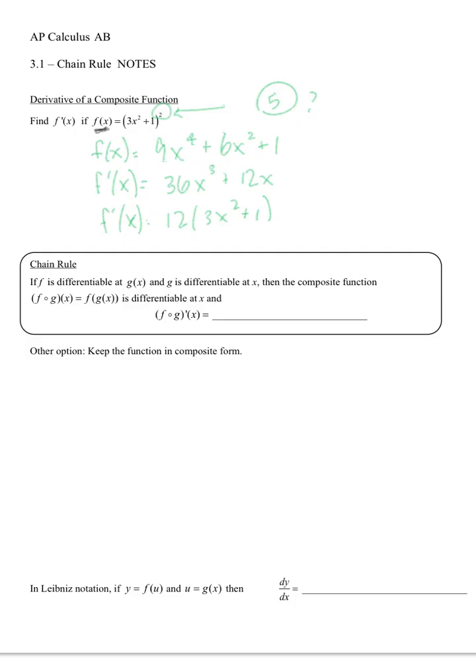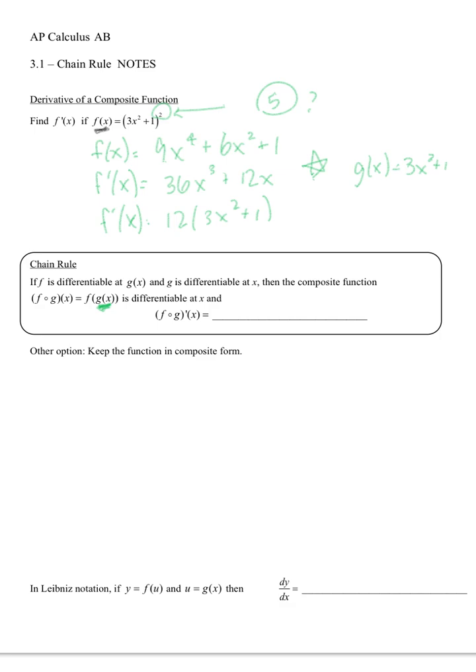Okay, so if you're looking in this rounded rectangle, this right here is like the inside function. So for that example that we just did up top up here, I would say, oh, well, that would make g of x 3x squared plus 1. And then the other function is just g of x squared. So the rule looks like this.